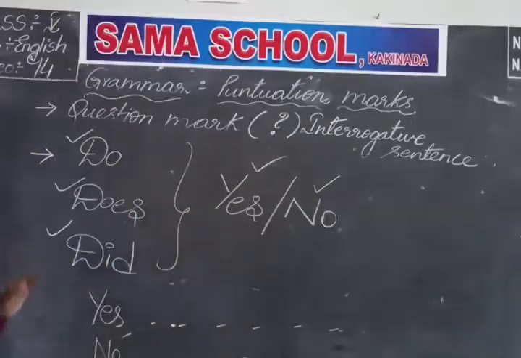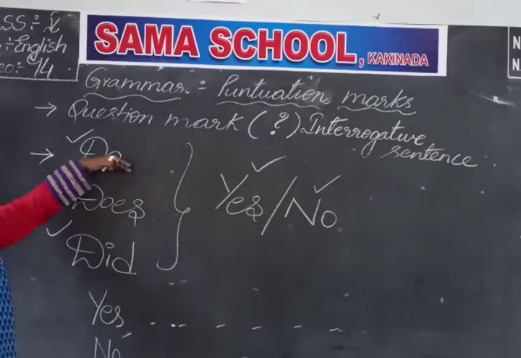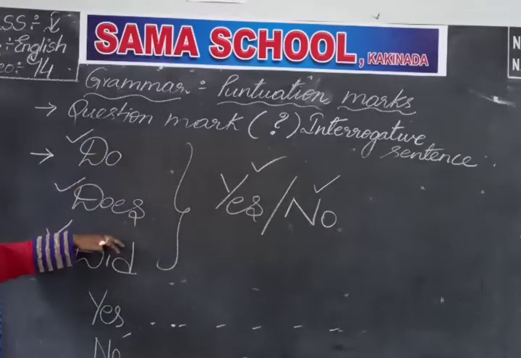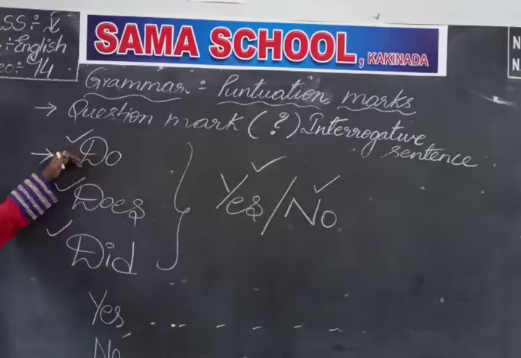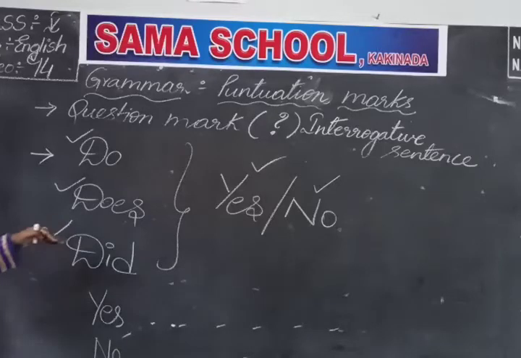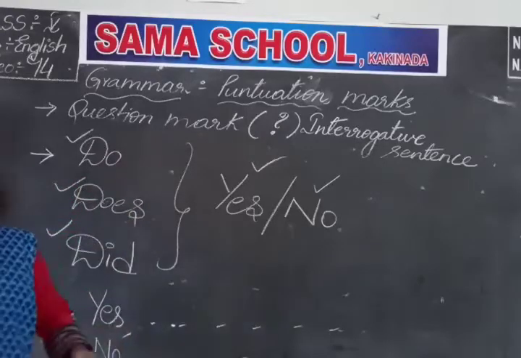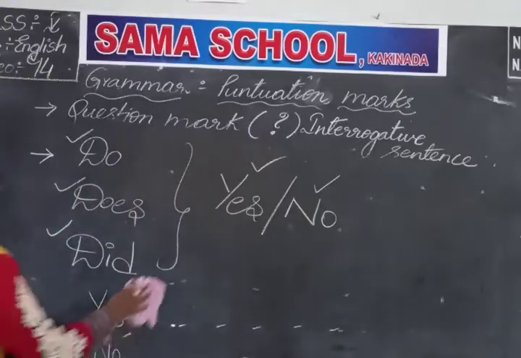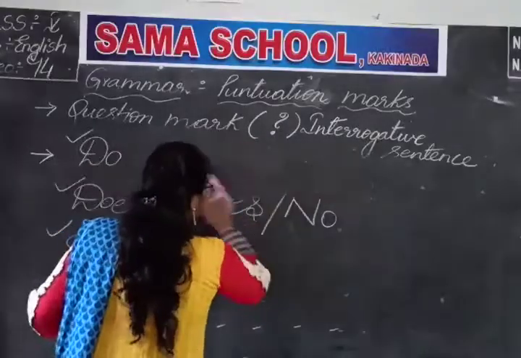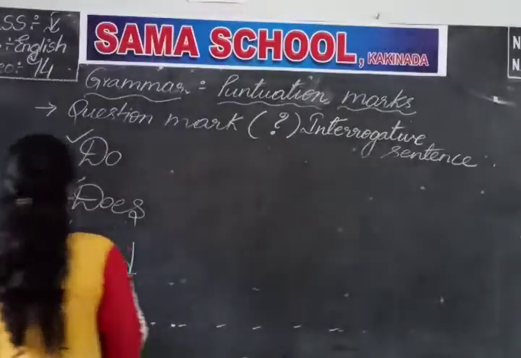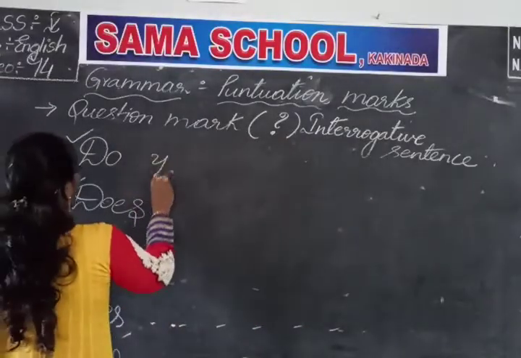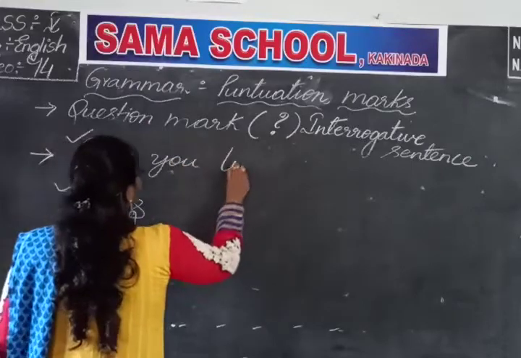Okay children? So when we are supposed to write yes or no answers, then we will use the words do, does, did. So we can sometimes frame a question with do, does and did. If you are framing a question with do, does, did, this is also an interrogative sentence. For example, do you like music? What is the question I asked you? Do you like music?